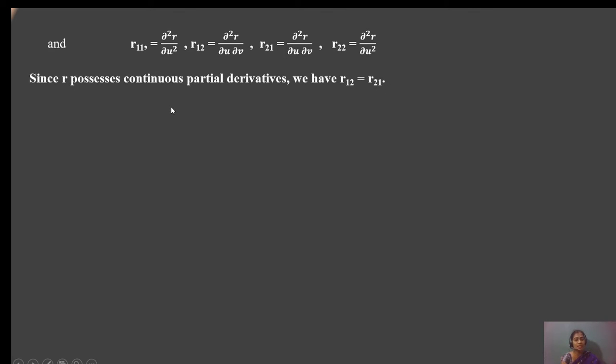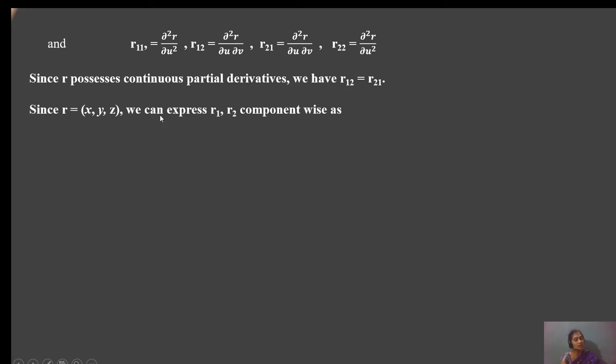This is the suffix notation for the partial derivatives. What is meant by suffix? The suffix means the numbers 1 and 2 written in the lower position of the notation. Here r12 equals r21 is the representation of the same condition.